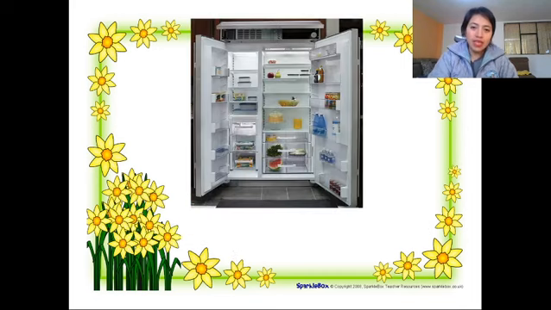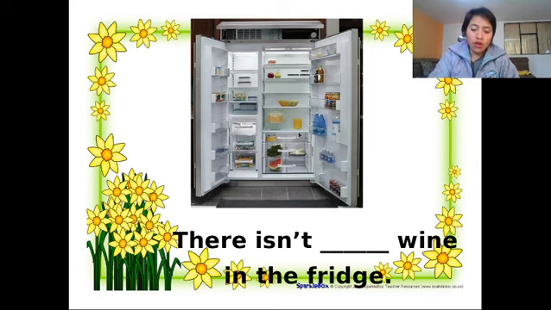Now, can you see this fridge? Right? What are we going to look for in this fridge? We are going to look for wine. Do you know what is wine? Vino, ¿verdad? Vino. And here we have a negative statement. Very good. This is negative as you can see here, we don't have wine, right? There isn't some or any. Very good. In negative, we are going to use any.